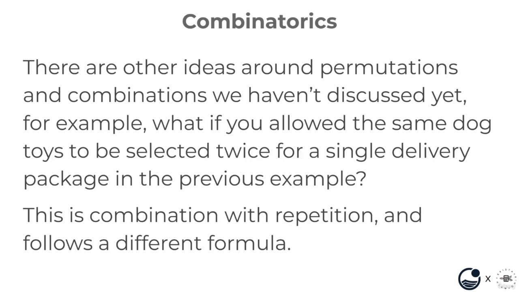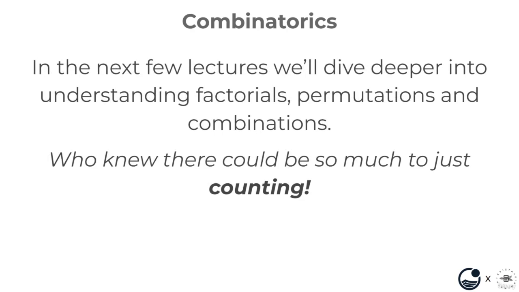example? We'll have to think a little bit harder about that because it's not the same formula as if you weren't allowing for repetition. This, again, was combination with repetition, which follows a different formula. In the previous example, we did not allow for repetition. In the next few lectures, we're going to dive deeper into the understanding of factorials, permutations, and combinations. Who knew there could be so much to just counting?